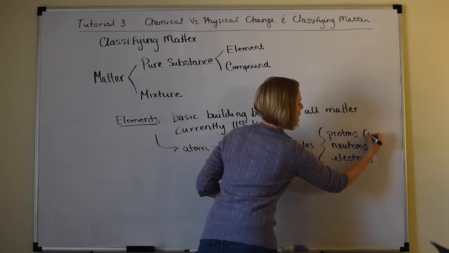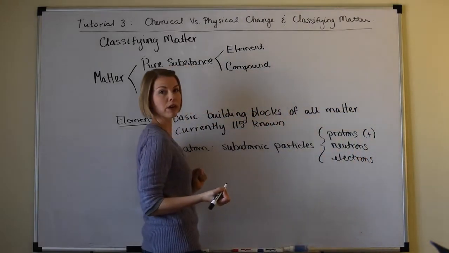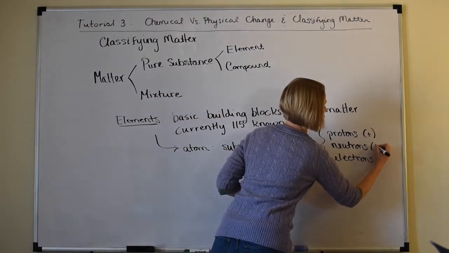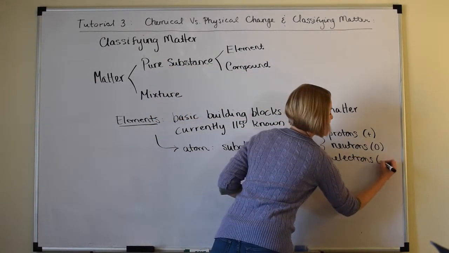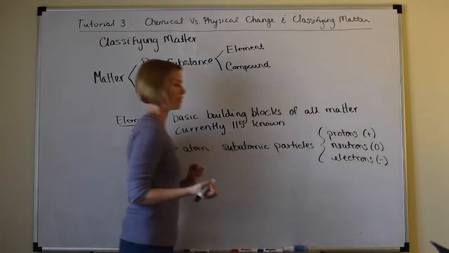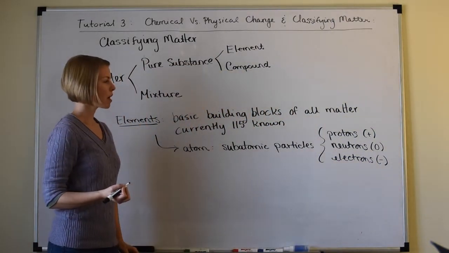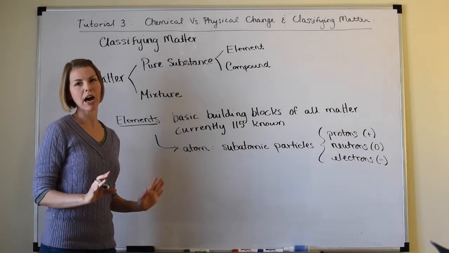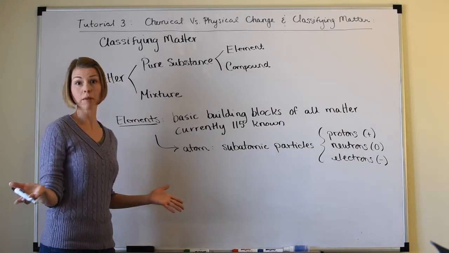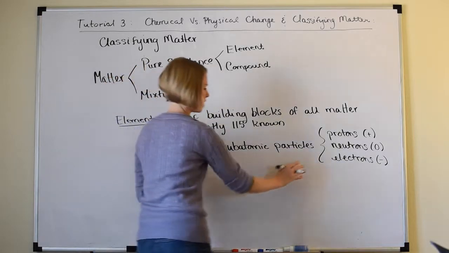And protons have a positive electrical charge, so I'm going to write a little plus there. Neutrons are neutral, I'm going to write 0 for the charge there. And electrons have a negative charge, I'm going to write a negative there to remind you of that. I'm just going to do a real brief introduction to atoms today because we're going to be talking about atoms a lot more in tutorial 4. So just a really quick introduction here today.